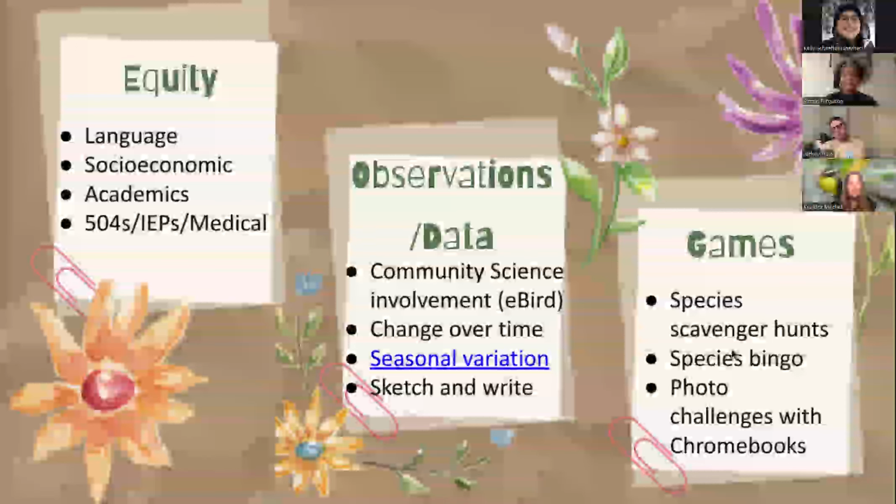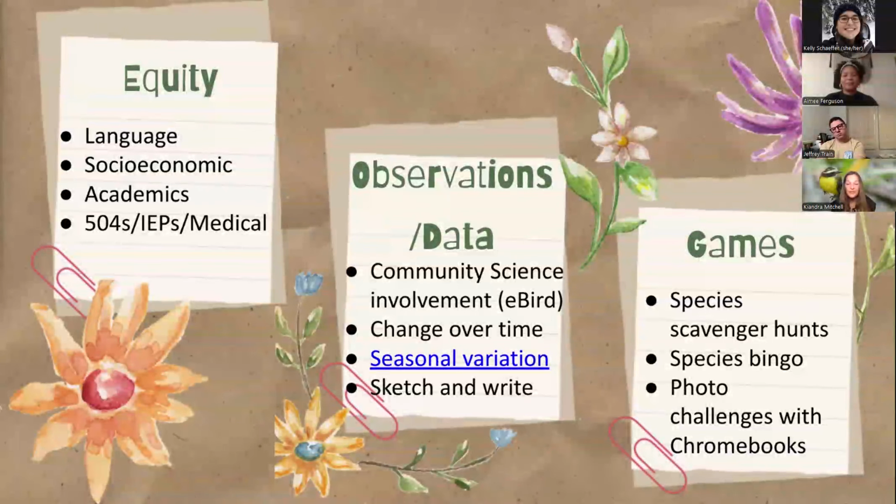Species bingo. I will go out before school, and this morning I had 21 bird species between my car and my classroom. So I noted them down, and I'll show it to the students and say, pick 9, make a bingo card. And then we'll go out with binoculars and bingo cards, and they'll actually be very invested in which species we're seeing.